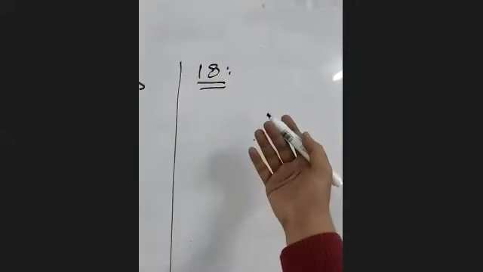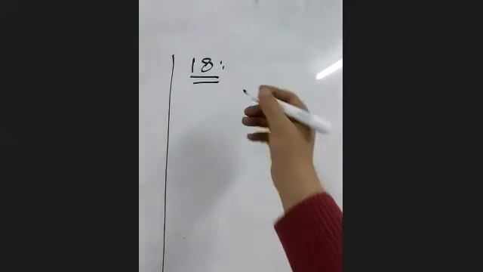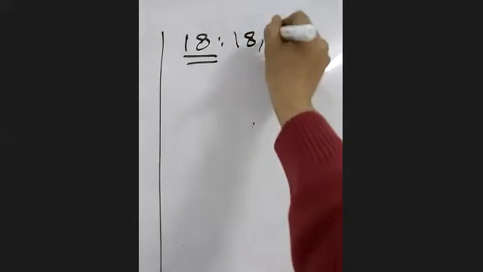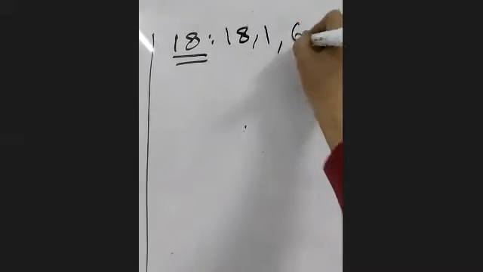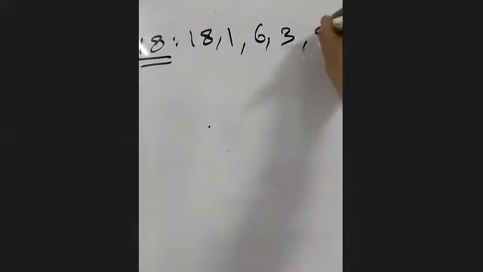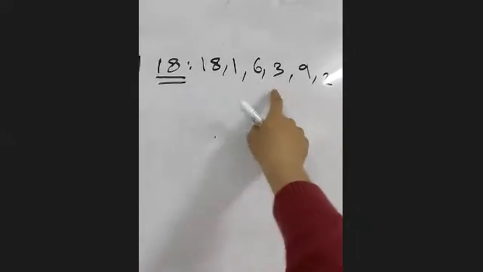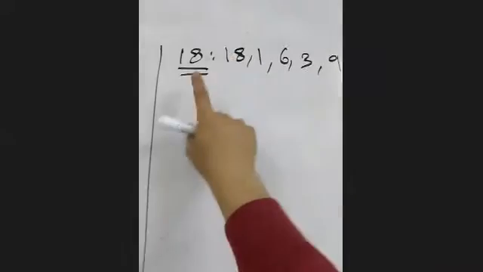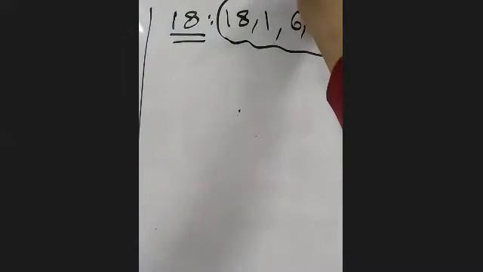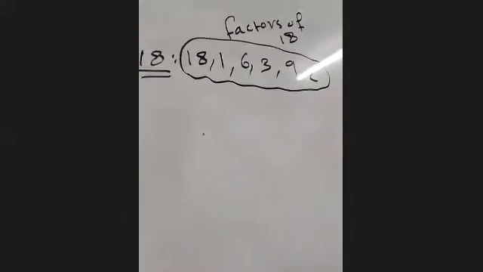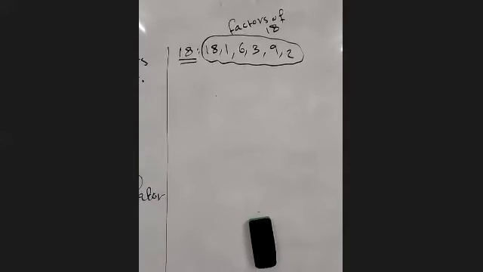Now, what are the numbers? If you multiply them, you get 18. We have 18 and 1. We have 6 and 3. We have 9 and 2. If you multiply 18 by 1, 18, 6 by 3, 18, 9 by 2, 18. What do we call these numbers? We call them factors of 18. Can I use the division?